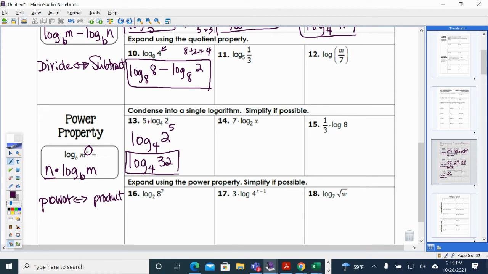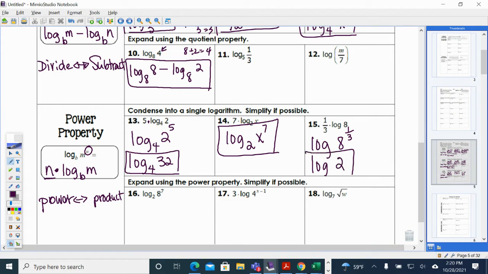Number 14, again, the number in front becomes the exponent. So that becomes log base 2 of x to the 7th. Number 15, that 1/3 that's out front becomes the exponent on the 8. The cube root of 8 is 2. So this reduces to the log of 2.